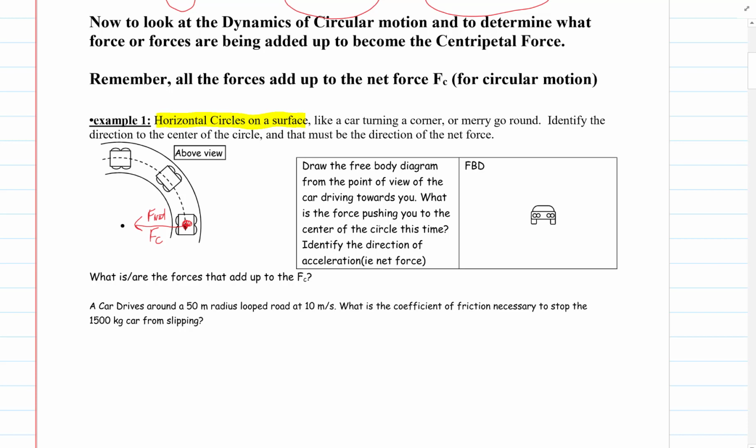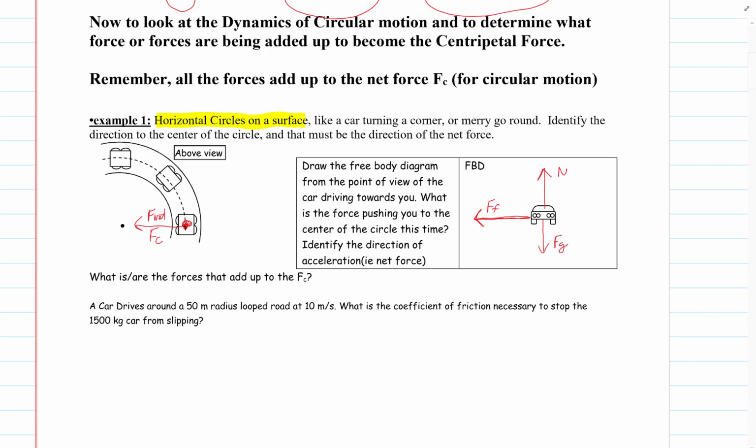What is the force pushing you to the center of the circle this time? Okay, so this is towards the center of the circle. We could label this as FC, but that would be wrong because you never put the net force into a free body diagram. What is the force there? Well, first of all, it's on the ground. So we know this is the normal, and we know this is the force of gravity. And guess what? If you're on ice, you don't turn. And if you're not on ice, you have enough friction, therefore you turn. This is the frictional force. It is the frictional force that pushes you into the center of the circle.